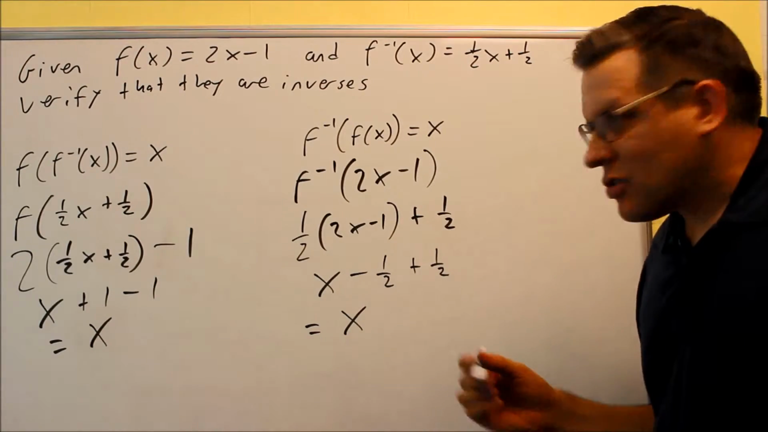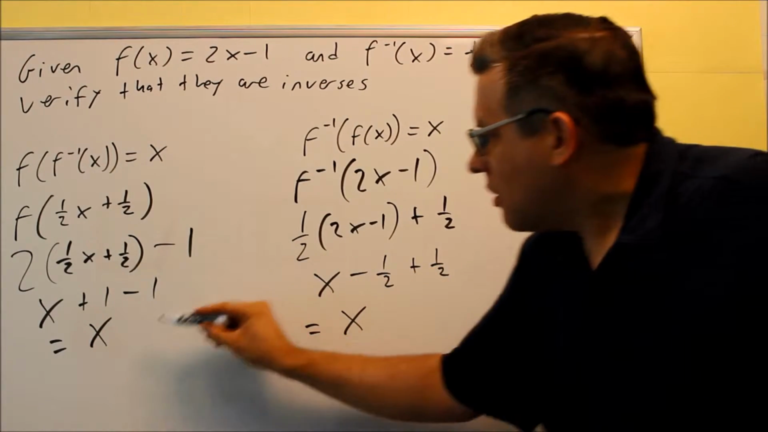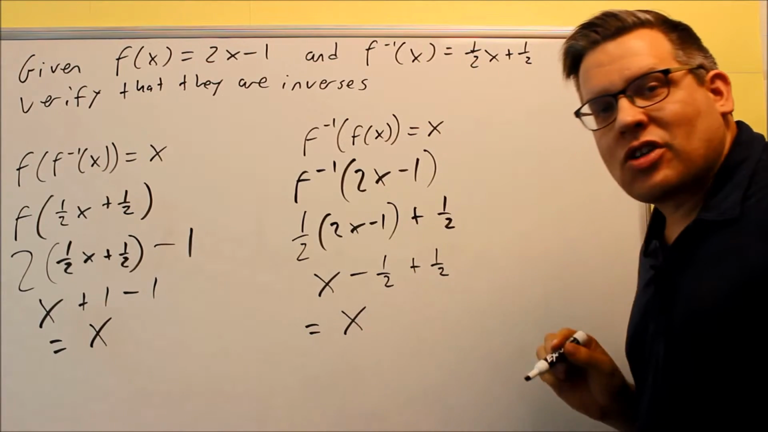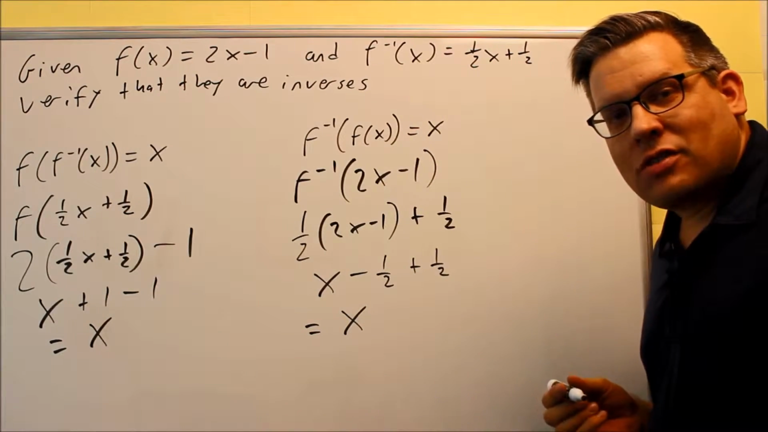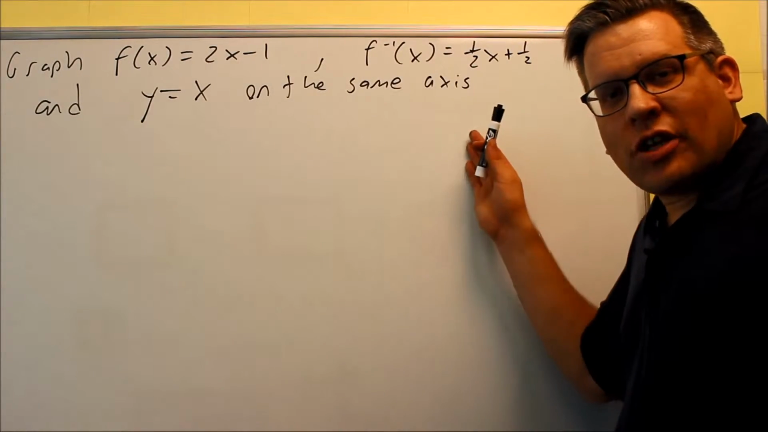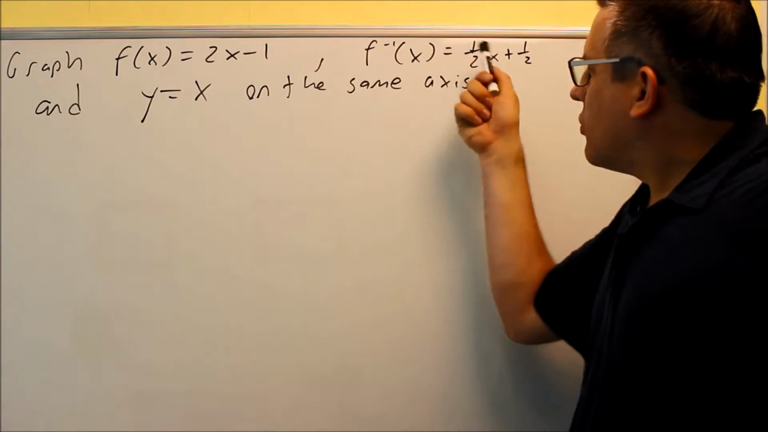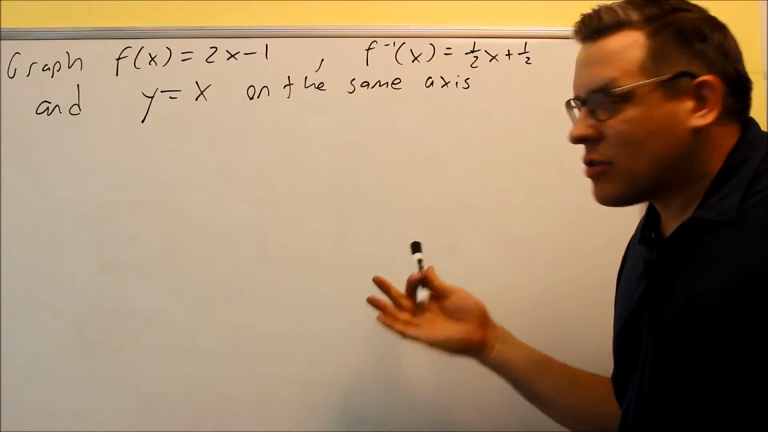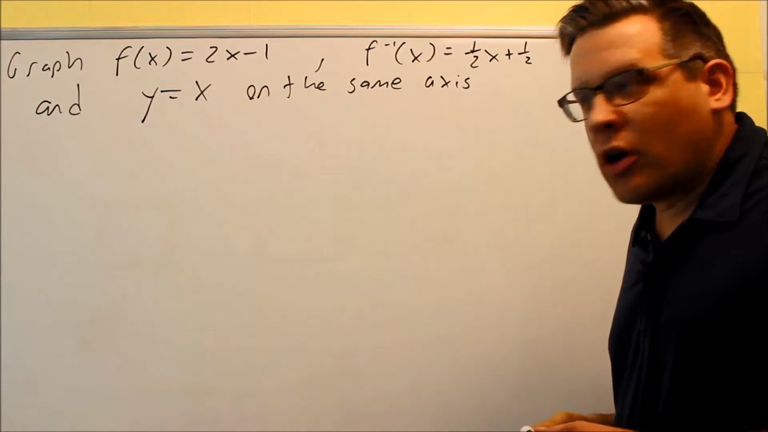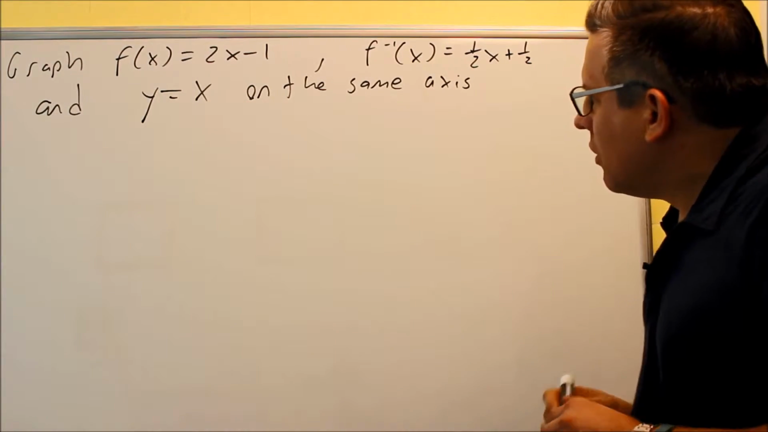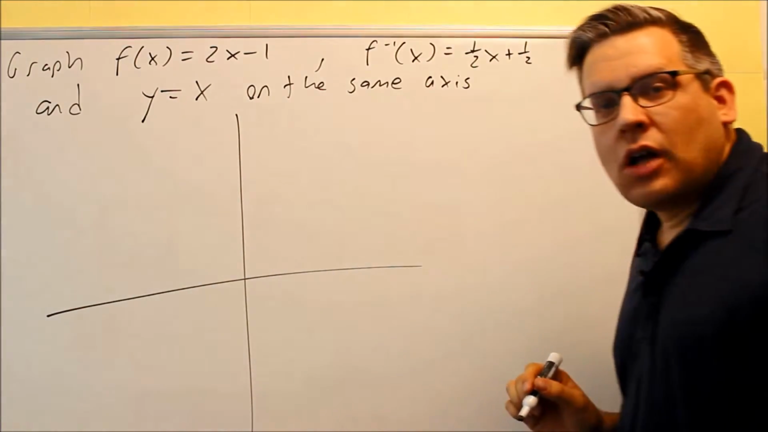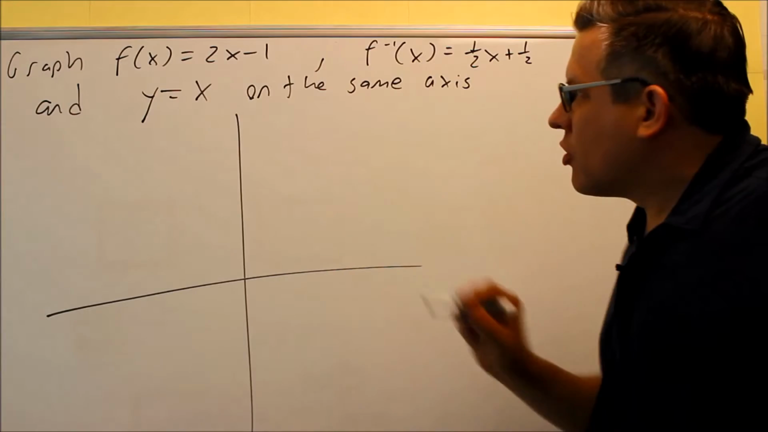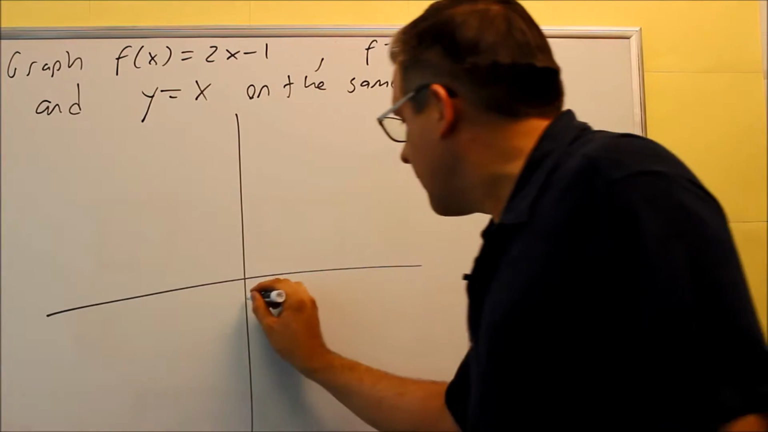So what we're going to talk about next is what's the importance of the x? Why does the x come out? And you'll see why that's true when we talk about the graph next. Now that we've verified that these are inverses, we're going to graph these two, and since we got x as the answer, I'm also going to graph that one as well. We want to do all this on the same axis, which means that they want you to put all these on the same graph. Let's start with the first one, 2x minus 1.